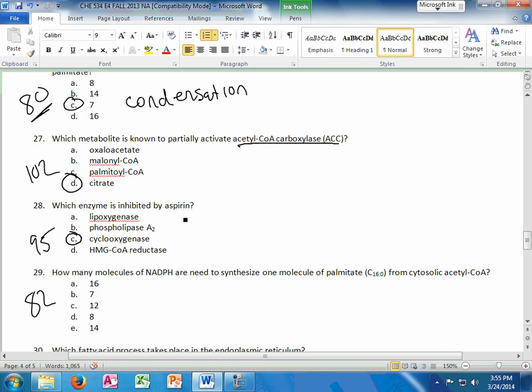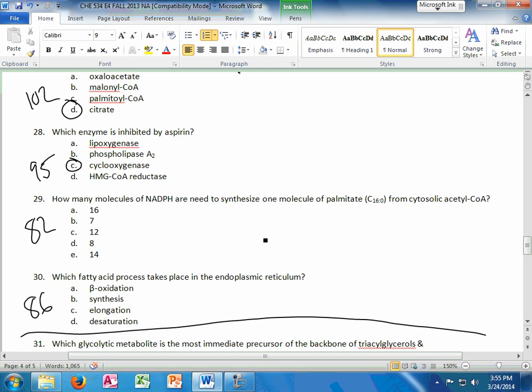How many molecules of NADPH are needed to synthesize one molecule of palmitate from cytosolic acetyl-CoA? So for that, you can either look at the net reactions here. The answer is 14. Condensation, reduction, dehydration, reduction. Each of these reductions requires an NADPH. And this is happening 7 times. So 7 times 2, that's where you're getting your answer there.